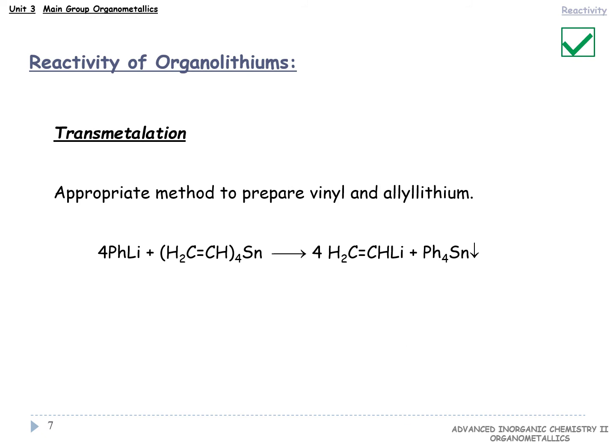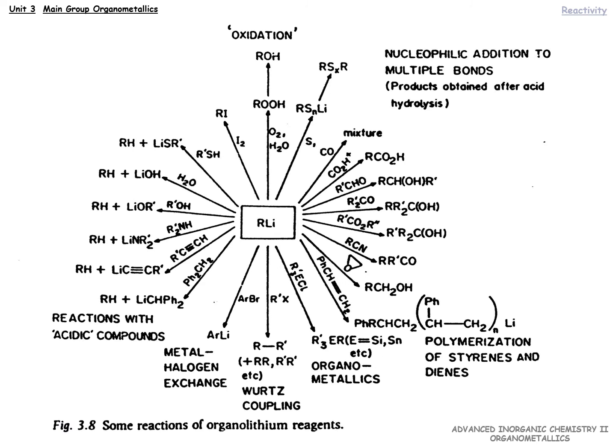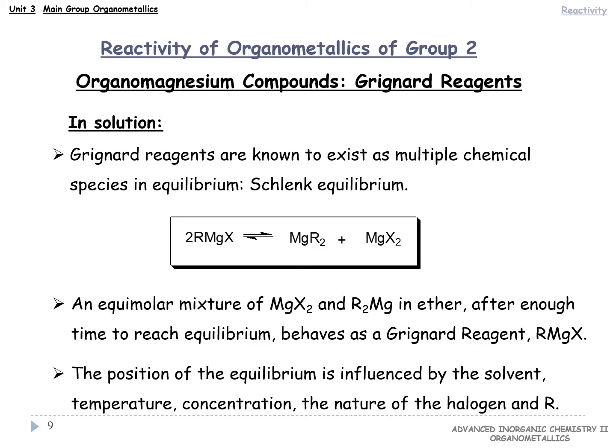As we could see in Unit 2, transmetallation of tetramethyltin with phenyl lithium is an appropriate method to prepare vinyl lithium. In this figure, you can find some of the reactions which demonstrate the great versatility of organolithium compounds. We'll talk about some of them in our class.